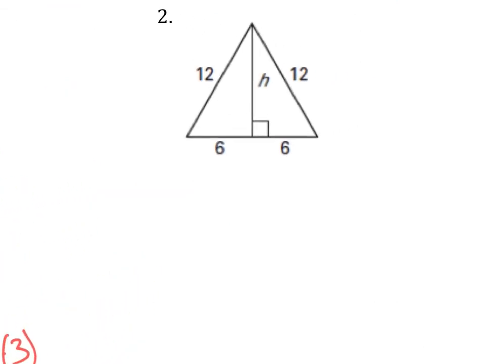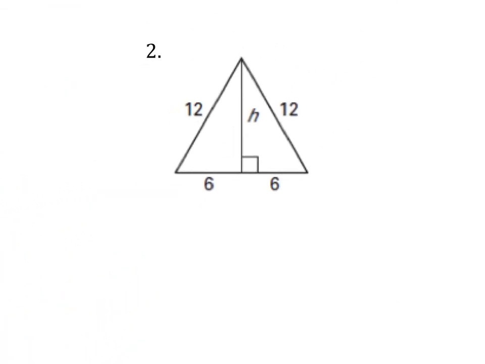In number 2, you can see that every side of this triangle, the big triangle, is 12, which means that it's equilateral, meaning all the sides are the same. If all the sides are the same, that means all the angles are the same, which means all the angles are 60. If the top angle is 60, that means each half will be 30. So what we have is a 30, 60, 90 triangle.